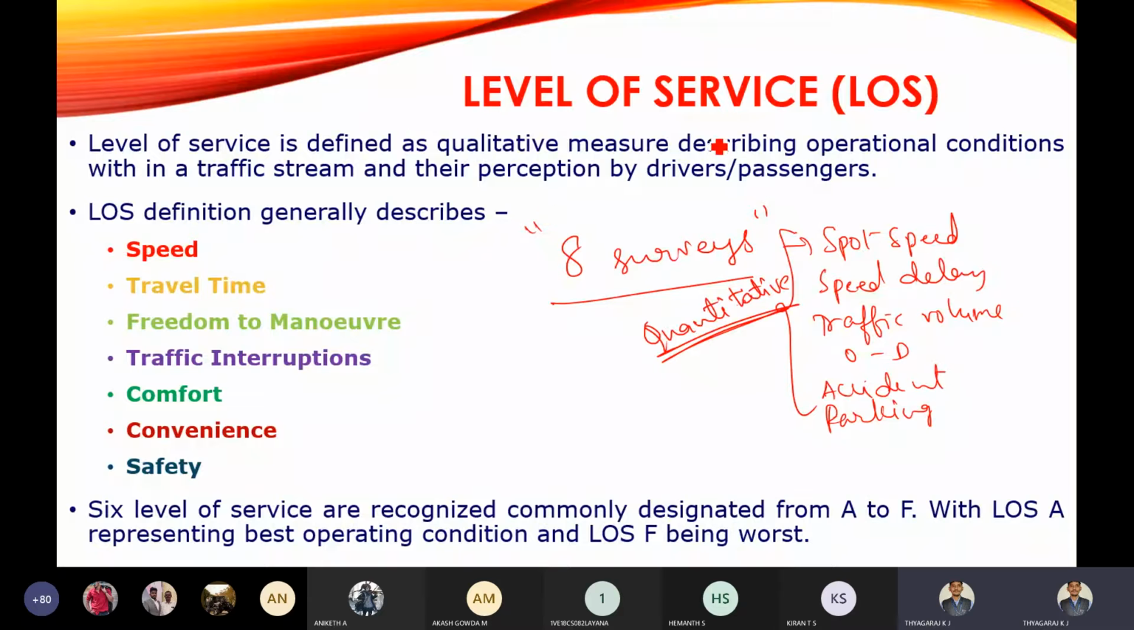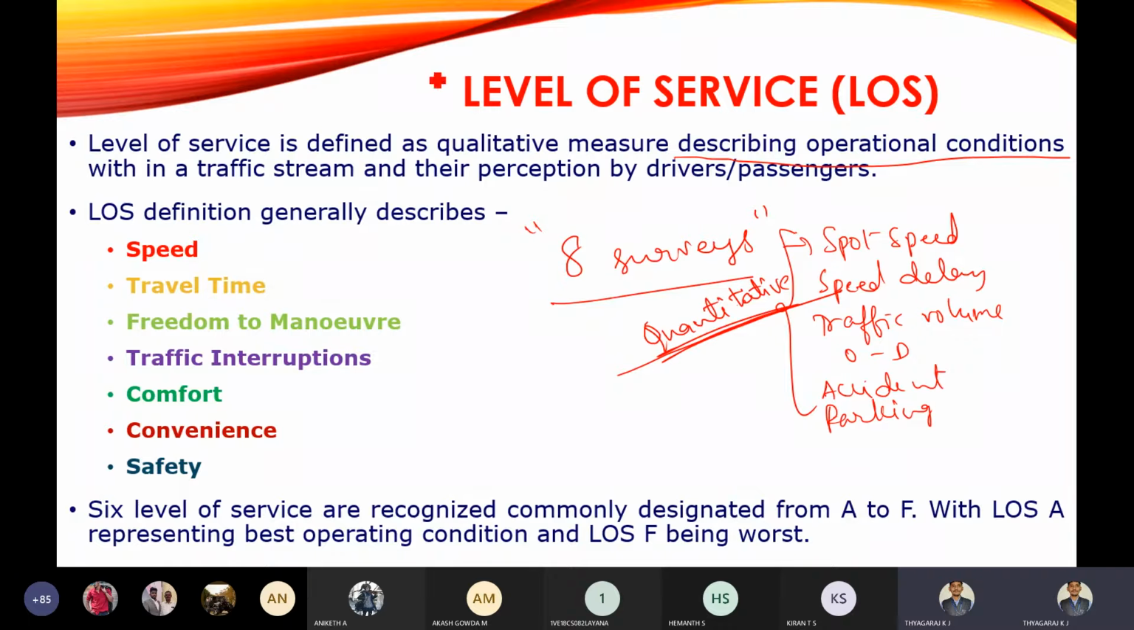It is a qualitative measure describing the operational condition. Till now we have discussed quantitative: we have collected the data and analyzed the data in a quantitative manner. But today we will be discussing the qualitative description of the traffic survey. So how is quality judged? What is the quality of the road, the quality of the traffic, or the quality of movement?